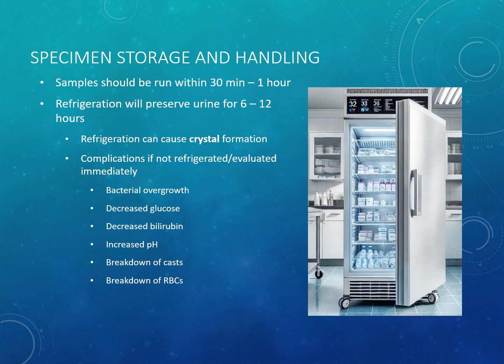Refrigeration does preserve urine for about 6 to 12 hours. Most labs consider urine not good for urinalysis after 24 hours. Refrigeration can actually cause problems as well, as it can cause crystal formation in the urine. So if you're running a sample that was refrigerated for a while, keep that in mind if you see some crystals. And ideally, obviously, the sample should be run within 30 minutes to an hour, but if you cannot do that, it should be refrigerated so it doesn't break down in the air.